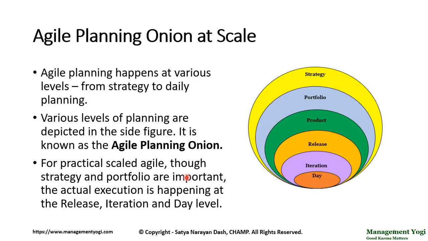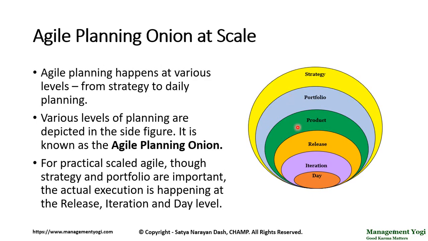To understand scaling, we need to understand a concept called the Agile Planning Onion, which is quite popular with many Agile practitioners. Agile planning happens at various levels, from strategy to daily planning. This is depicted in the figure to our right. This is called the Agile Planning Onion. At the highest level, we have strategy, basically organizational strategies, which are going to help the vision and mission of the organization. Below strategy, we have portfolio. Every portfolio is going to help you to meet 2 or 3 or maybe more organizational strategies.